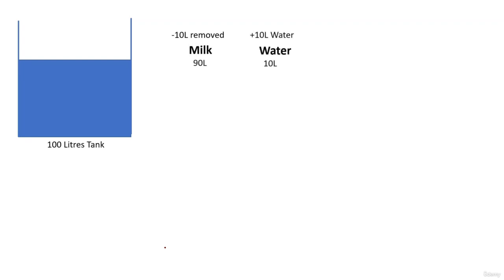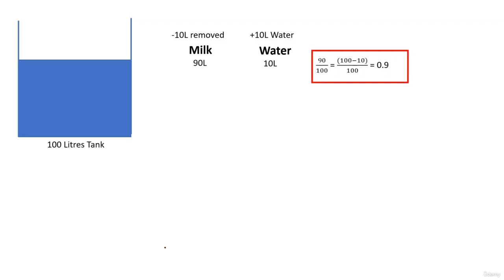So what is happening? If I remove 10 liters of milk, I have 90 liters of milk remaining and I add 10 liters of water. So now the solution contains 90 liters of milk and 10 liters of water. Can I say the fraction of milk in the solution is 90 upon 90 plus 10, which is 0.9? One very important point to observe.